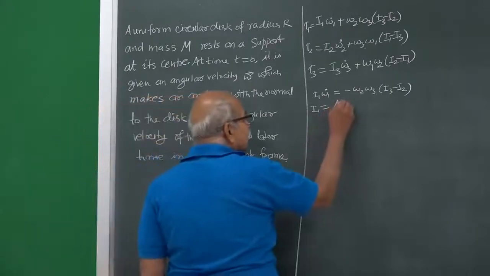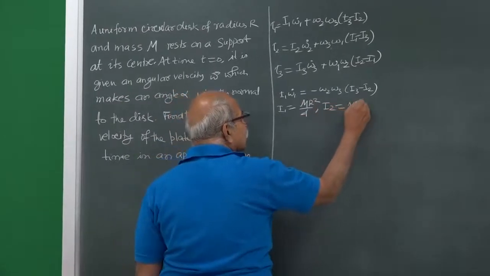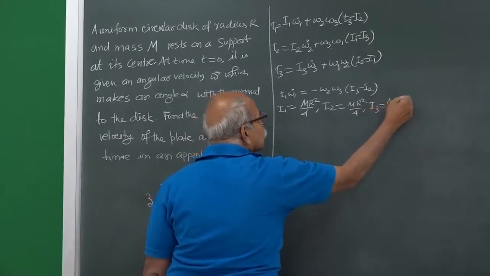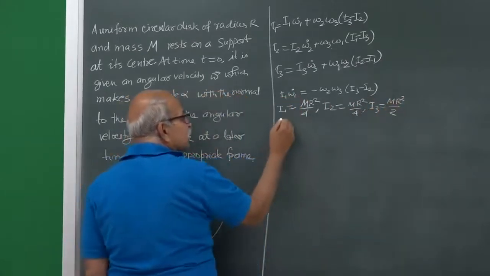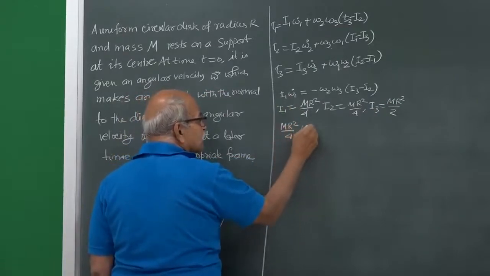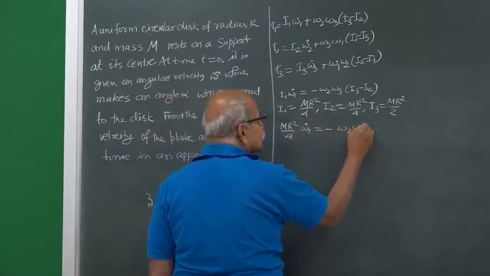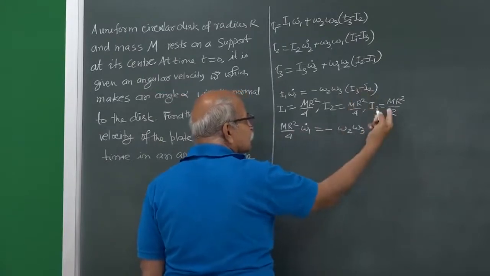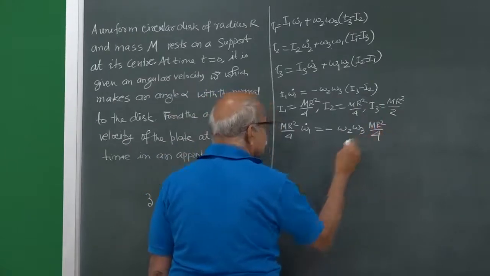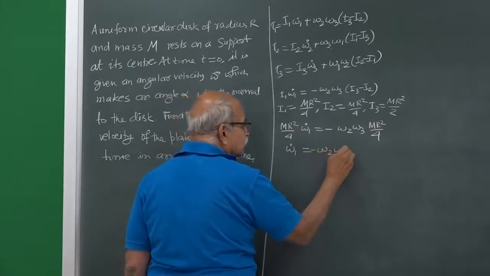So, I1 is mr square by 4, I2 is also mr square by 4, and I3 is mr square by 2. So, it gives me I1, which is mr square by 4, omega 1 dot equal to minus omega 2 omega 3 times I3 minus I2, this minus this, which is mr square by 4, and therefore, omega 1 dot is equal to minus omega 2 omega 3.